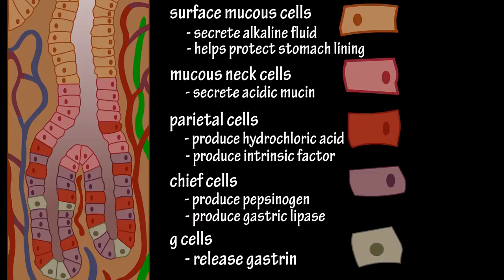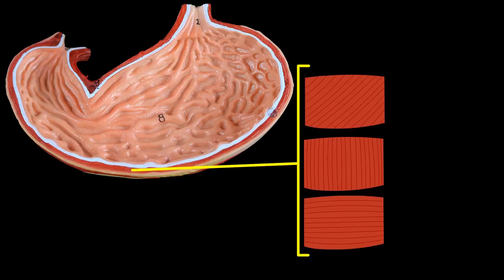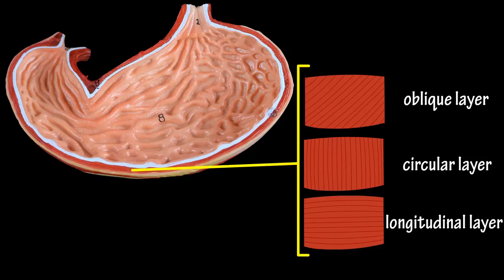G cells release gastrin into blood, which stimulates the production of hydrochloric acid and pepsinogen, ensuring that there are enough digestive enzymes when food is present in the stomach. The outer stomach wall is comprised of 3 layers of smooth muscle tissue: an oblique muscle layer, a circular muscle layer, and a longitudinal layer, with a serosa being the outermost layer.